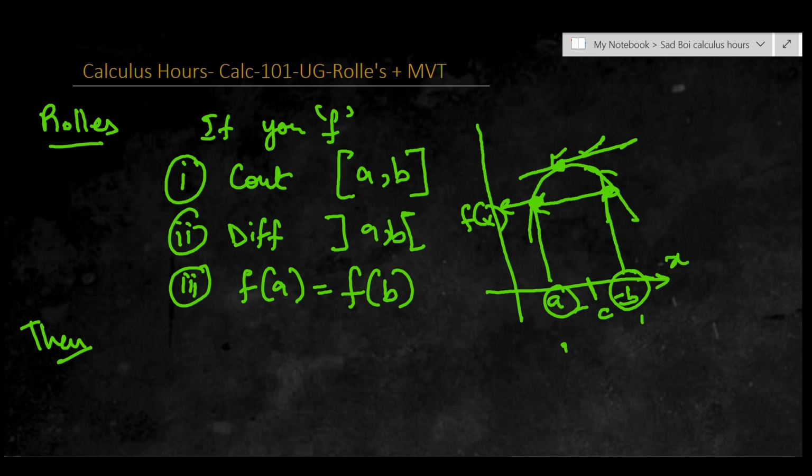So what Rolle's theorem says is that if there exists a function that obeys these three conditions, then there exists at least one point c between a and b such that the gradient of the tangent at that point is 0. So what it basically means is that there exists a point c such that f'(c) is equal to 0. That means that the tangent is parallel to the x-axis. So this is what Rolle's theorem says.